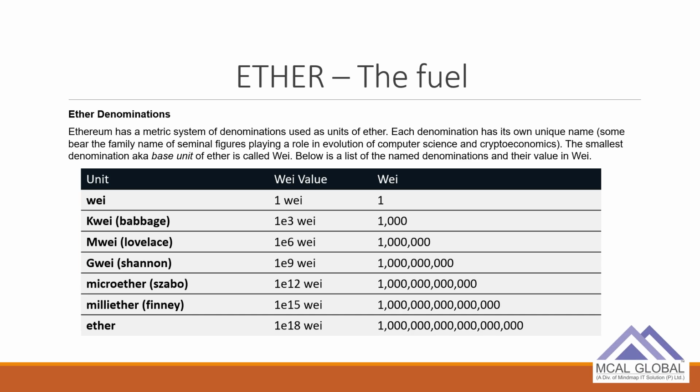So you can see the lowest denomination available is Wei, named after Wei Dai, who is considered one of the proponents of this digital money. Then you have Babbage, which is named after Charles Babbage. You have Lovelace, which is named after Ada Lovelace. Similarly, you have Szabo, which is named after Nick Szabo. So if you see, Ether is 1e18 Wei, so 18 zeros. So the lowest denomination is 10 raised to minus 18 Ether. That is the level to which these denominations can go.